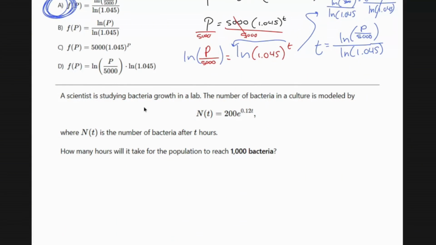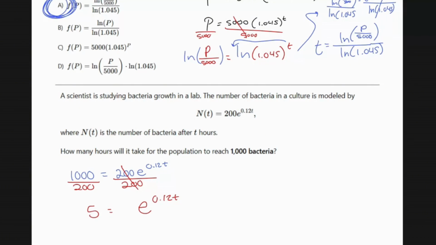All right. A scientist is studying bacterial growth in a lab. The number of bacteria in a culture is modeled by that equation right there, where n of t is the number of bacteria after t hours. How many hours will it take for the population to reach 1,000 bacteria? So basically, we want to set n of t equal to 1,000 and then solve for t. So 1,000 equals 200 e to the 0.12t. Let's divide both sides by 200. No calculator needed yet. Cross you out. 5 equals e to the 0.12t.